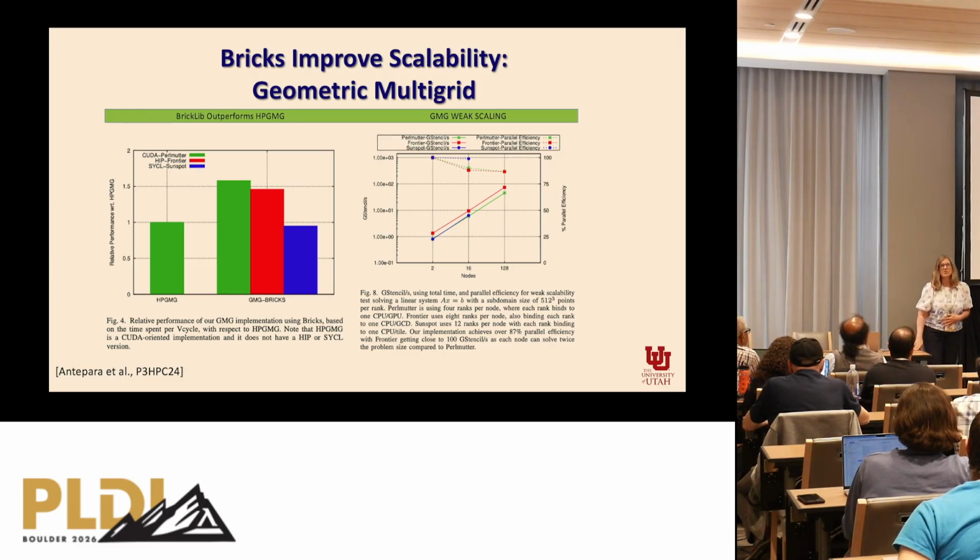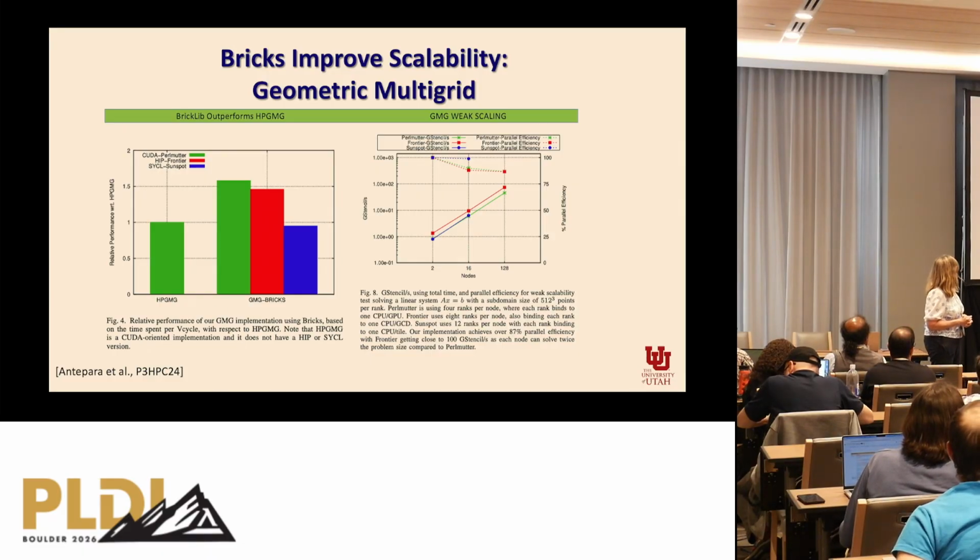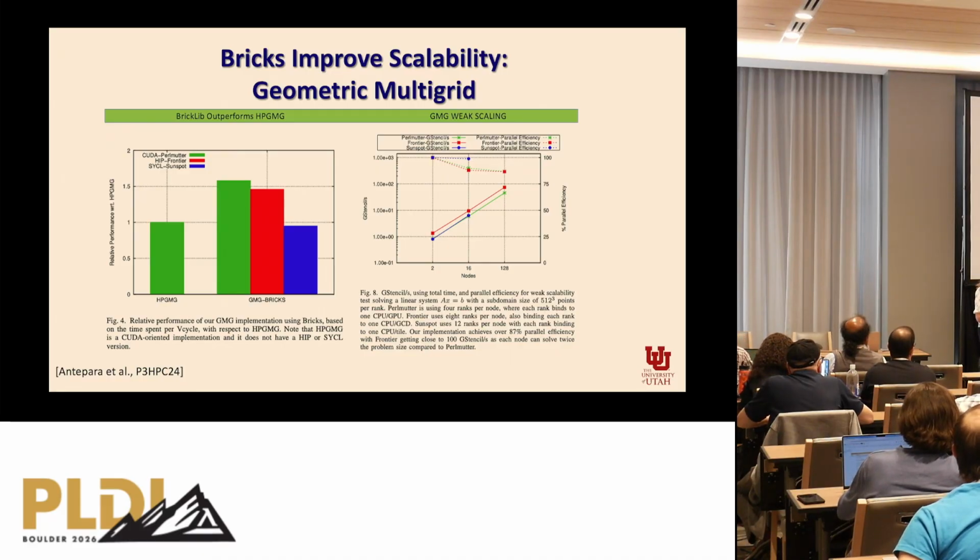And then this is just to show that it isn't just a bunch of stencils. This is implementing a geometric multigrid using BrickLib and across the 3 architectures and comparing it to the HPGMG benchmark, which is the standard benchmark for geometric multigrid. And so we can see that we're getting high performance gain over HPGMG, which does not use bricks, and that we're continuing to scale.